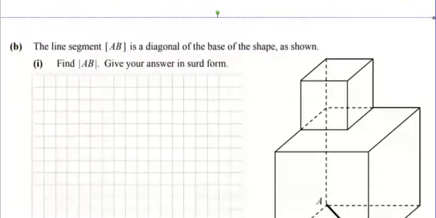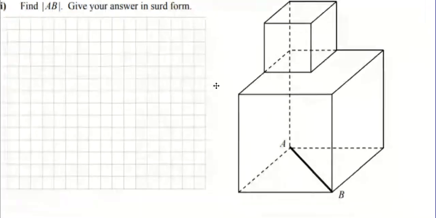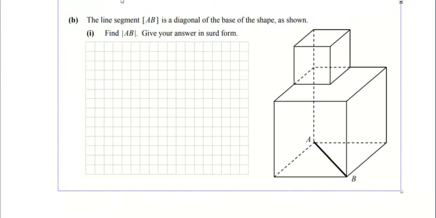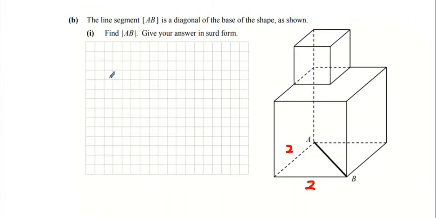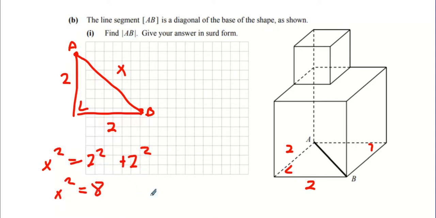Okay, next one. A line segment AB is a diagonal from the base of the shape as shown. Find AB, give your answer in surd form. No bother. Well, we know that it's a 2 by 2 square on the bottom. So that means that this diagonal in question is 2 along the bottom, 2 on top. It's a right angle triangle because it's basically a box or cube. Okay, so we need to find the length of AB, which we will now call x. So x squared equals 2 squared plus 2 squared. x squared equals 8. And then square root of 8 is x. You can leave it as that. Or some people might write down 2 root 2.